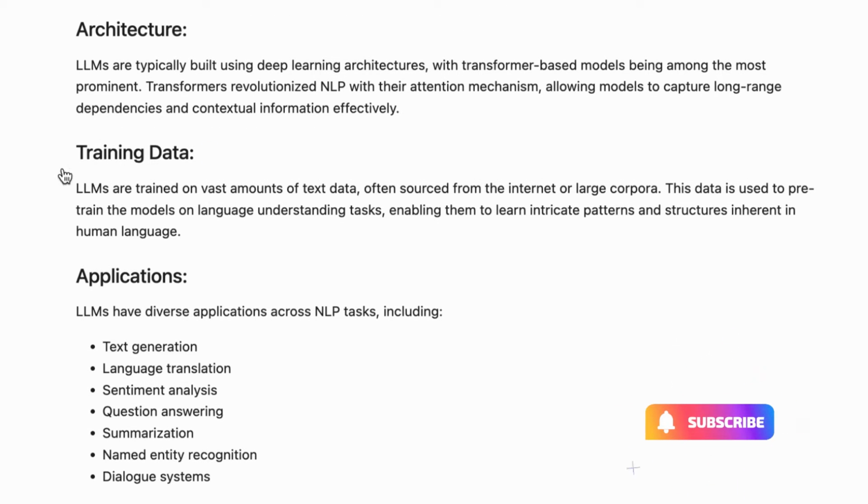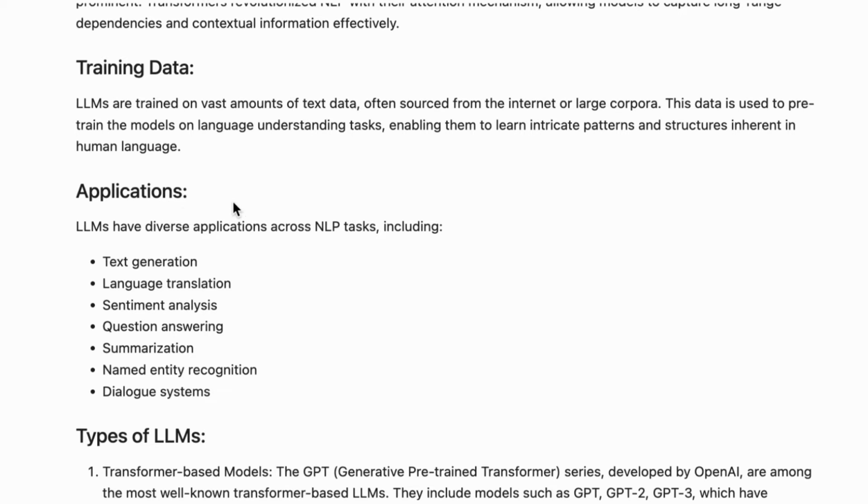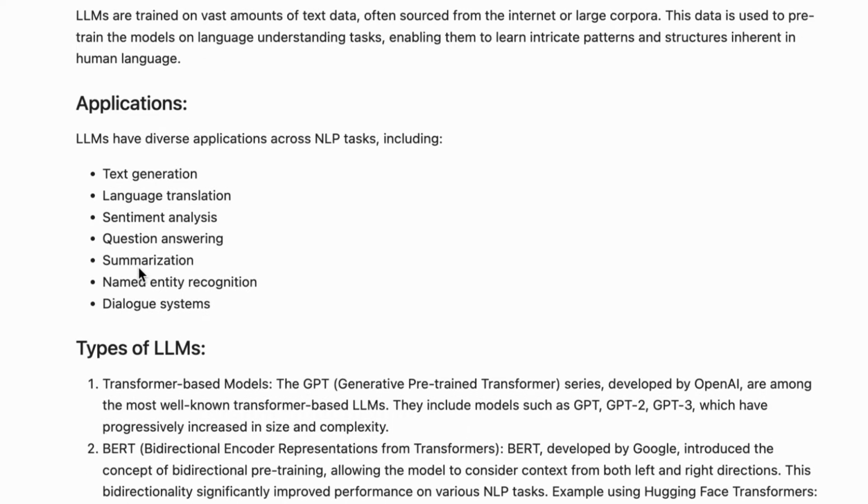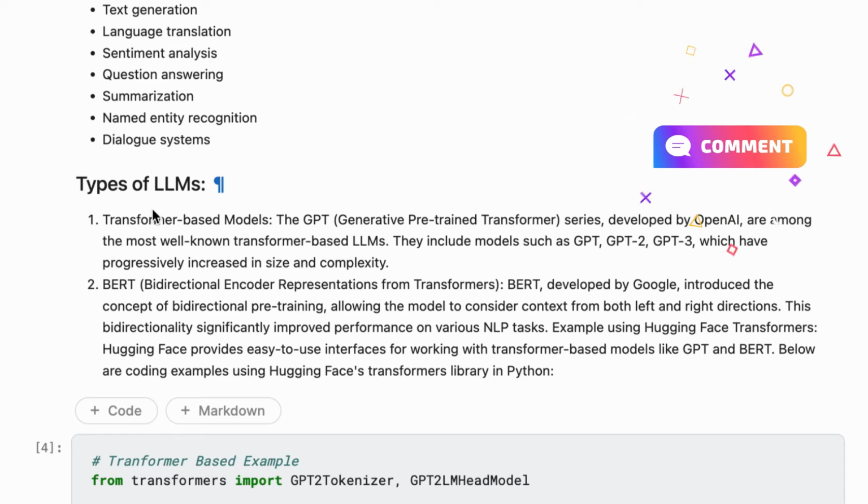While training a large language model, it needs a vast amount of data to train and to make the model understand. It can be trained on billions of parameters on a large corpus. There are many applications where we can use large language models, like text generation, language translation, sentiment analysis, question answering, and summarization. All these things can be done, and you can use it for various domains as well. Now, there are two types of large language model.